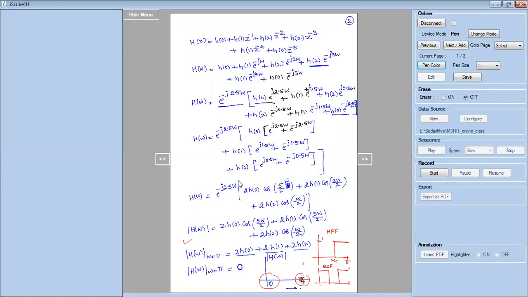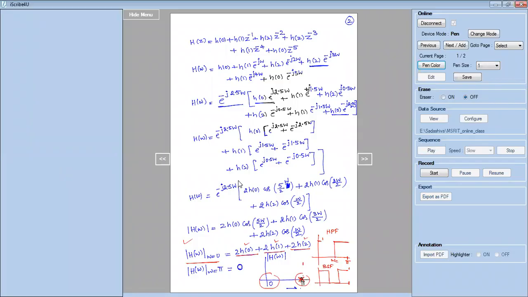Okay, Vishnu, I'll explain. Listen here. See here. Are you listening, Vishnu? Yes, sir. At omega equal to 0, I will get the magnitude of H of omega as 2 times h of 0, 2 times h of 1, and 2 times h of 2. Now, what will that magnitude be? I don't know. It all depends on my h of 0, h of 1 and h of 2. That means it depends on the impulse response values.